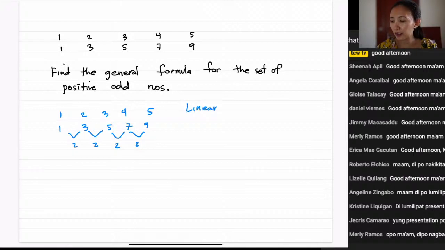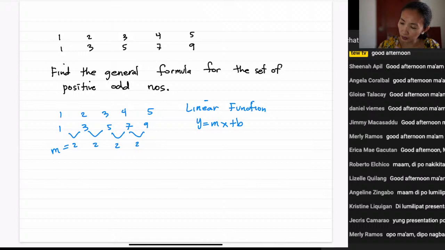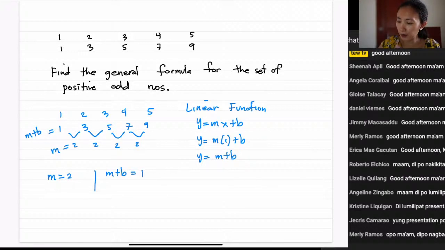Okay? Your linear function. And do not forget, your linear function takes the form y equal to mx plus b. Okay, y equal to mx plus b. So, if x is 1, where m here is the constant difference, then you can evaluate the function at x equal to 1. So, this is simply m times 1 plus b. So, the first value here must correspond to m plus b. So, if m is equal to 2 and m plus b is equal to 1, therefore, b must be equal to 1 minus 2, b must be equal to negative 1.